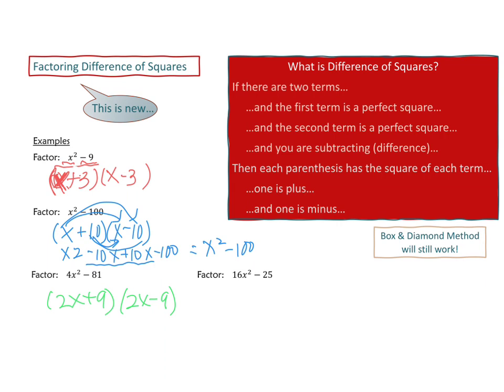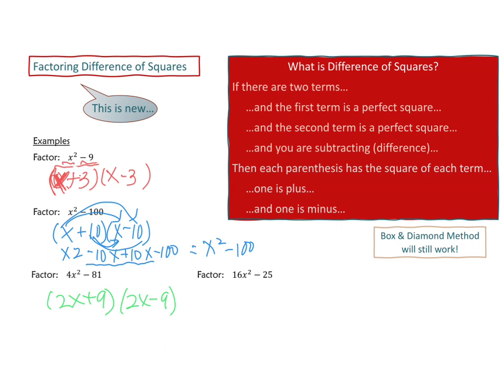All right. The next and last one on this page is 16x squared minus 25. Here's what I want you to do. I want you to stop the video and see if you can factor 16x squared minus 25. When you think you have the answer, turn the video back on, and I'll tell you what the answer is. All right, now stop the video. Hopefully you stopped the video.